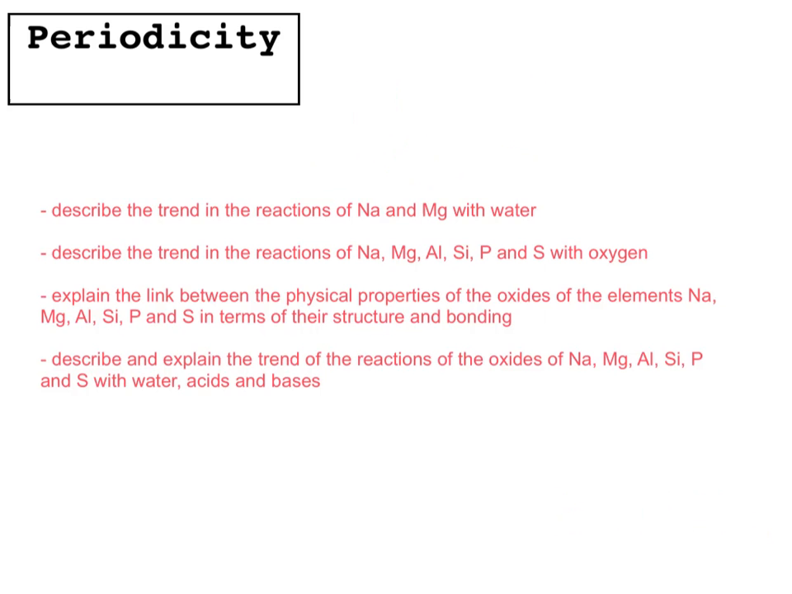So by the end of this video we're going to be able to describe the trend in the reactions of sodium and magnesium with water, describe the trend in the reactions of sodium, magnesium, aluminium, silicon, phosphorus and sulfur with oxygen, explain the link between the physical properties of the oxides of the elements sodium, magnesium, aluminium, silicon, phosphorus and sulfur in terms of their structure and bonding, and describe and explain the trends of the reactions of the oxides of all these elements with water, acids and bases.